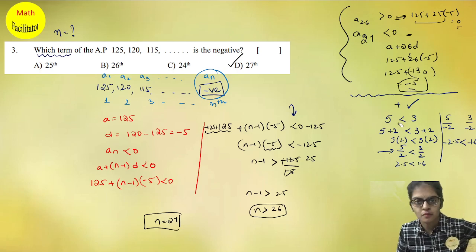My brain has stopped working, I think. I wrote 5 less than 3. 5 is greater than 3, no? Very sorry.